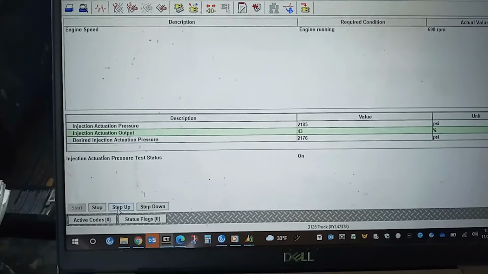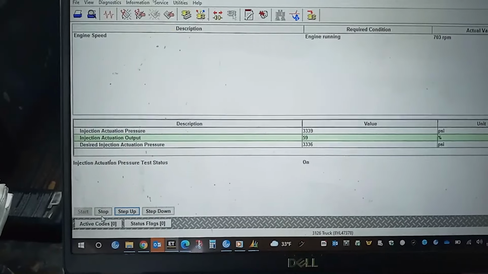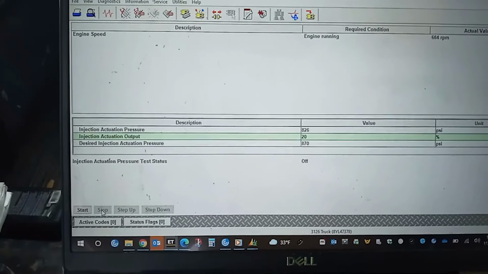So that was good, that was good. Now you see how fast it's going, jumping, and it's sticking right with that pressure and it's not maxed out at 76%. I'd say it's good.